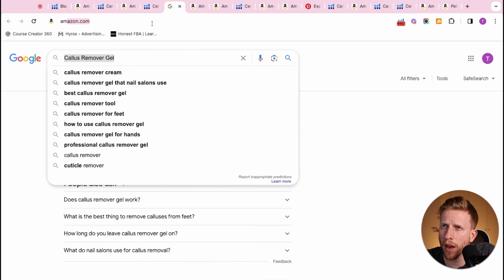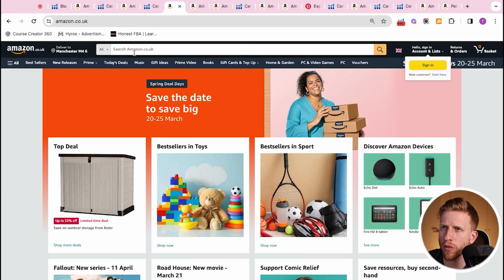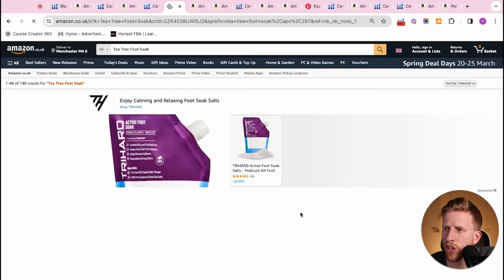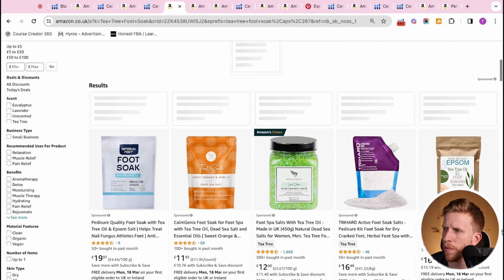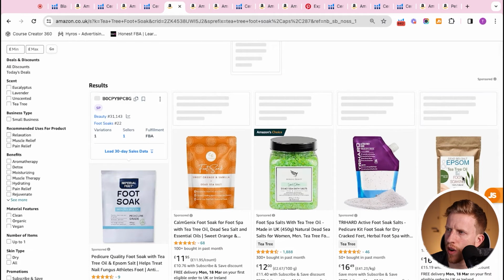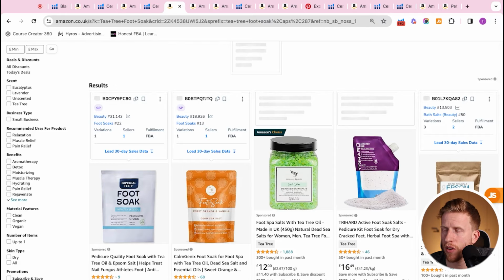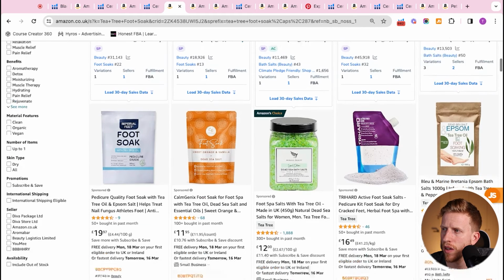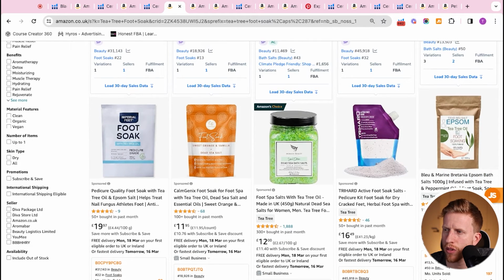I'm going to look in the UK market. So callus removal. So tea tree foot soak. I mean, look at this, right? Look at that for branding. Not that impressive. And let's see, it's doing 3,300. Not crazy numbers at all.